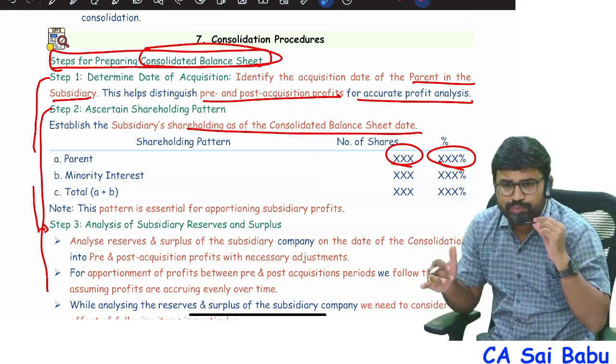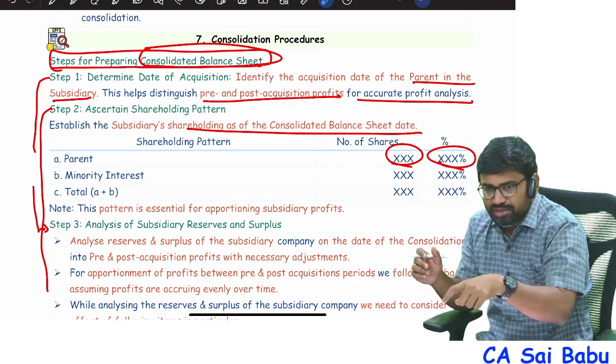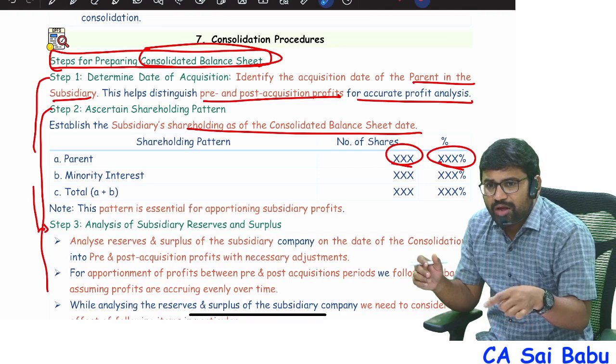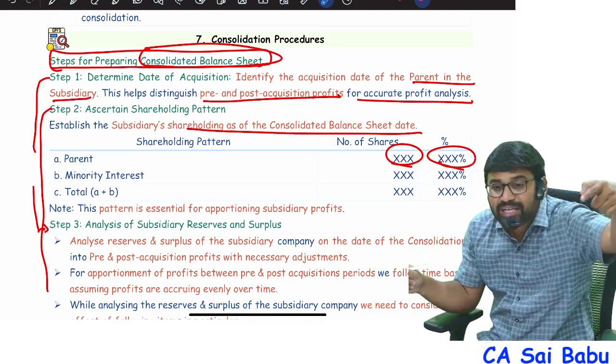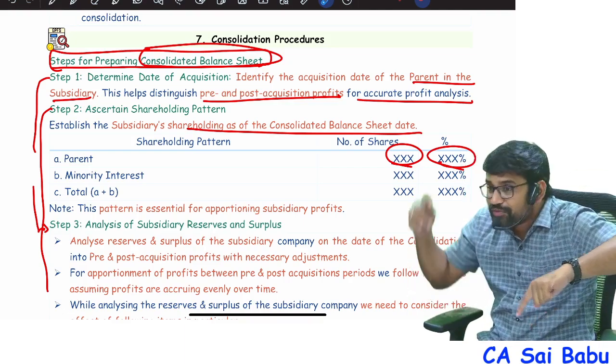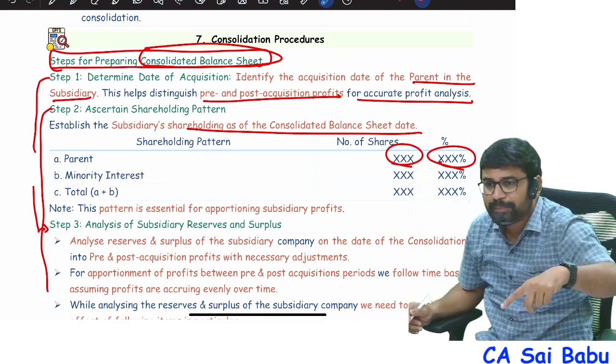What is step number 2? Shareholding pattern on the date of consolidation. Why is this step required? Whatever the profits of the subsidiary analyzed, we need to apportion between parent and minority interest. For that we need to know how much percentage they had. So that is step number 2.